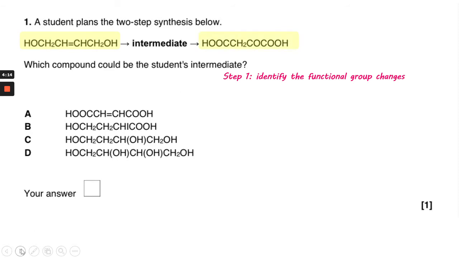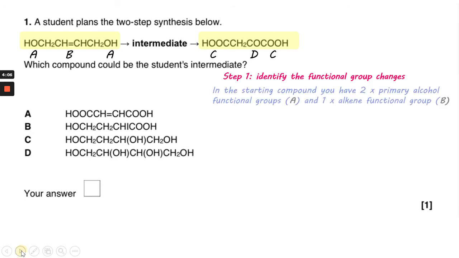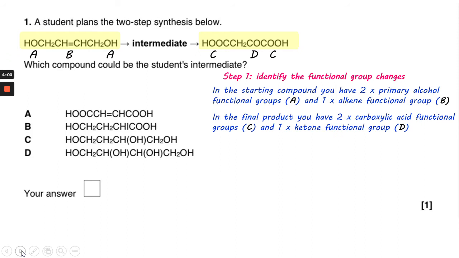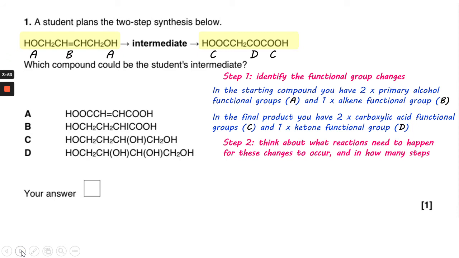So let's just summarize what we know so far. We have two functional group changes, A to C and B to D. In the starting compound there are two primary alcohols and one alkene. And the final product was two carboxylic acids and a ketone. We need to think about what reactions need to happen for these changes to occur and how many steps.